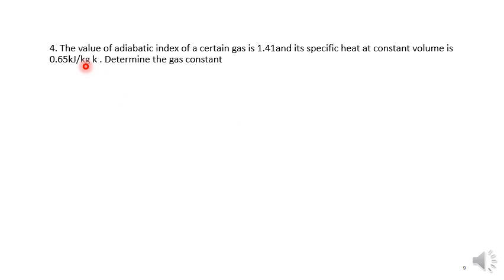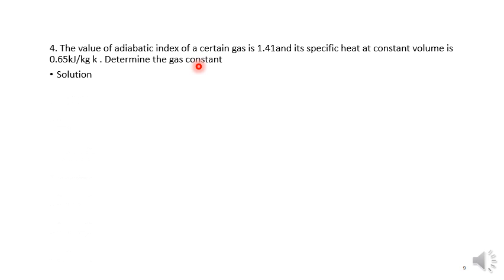Here, the value of the adiabatic index of a certain gas is 1.41 and its specific heat at constant volume is 0.65 kilojoule per kg Kelvin. Determine the gas constant. I am reading the question once again. Here they gave the adiabatic index, which we denote as gamma. Gamma is 1.41 and its specific heat at constant volume, so Cv is equal to 0.65 kilojoule per kg Kelvin. Determine the R value. Gas constant means R value.